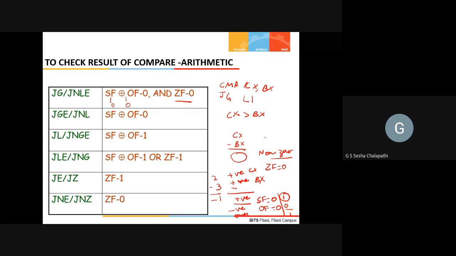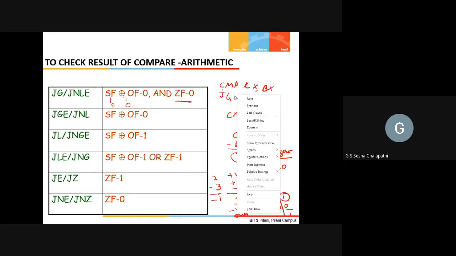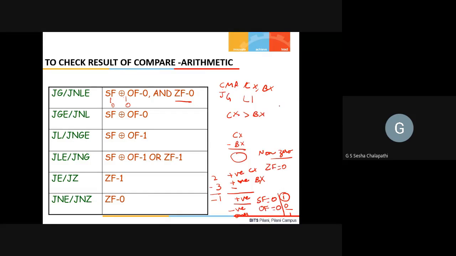Let me erase some place in my slides. Let us say you have a negative number and you subtract a negative number, which means this will become positive. So this will lead to a negative number in certain cases. Suppose you have -8 and you subtract -6 from this. This will be -2, a negative number. The sign flag is 1. And what will be the overflow flag in this case?